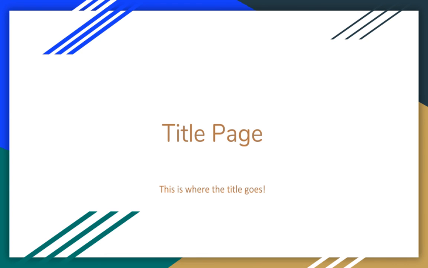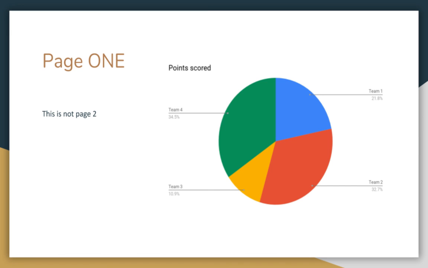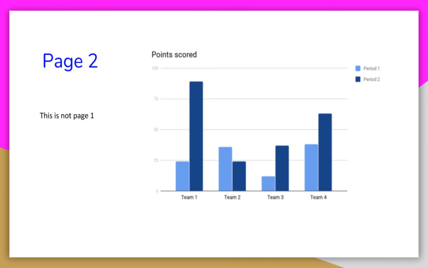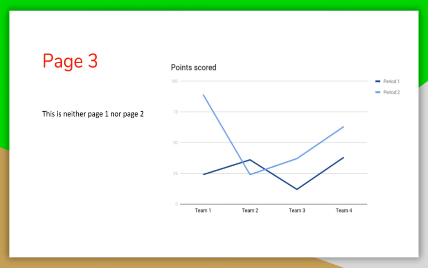and then all you have to do is record your audio where you talk about your title page, and then you talk about your page 1, where it's not page 2 because it says this is not page 2, but you have points scored here and blah, blah, blah. And then when you're ready, you can move on to page 2, which is not page 1 because we were just on page 1. And we have a nice different graph here with the bar graphs. And then we have page 3, which is neither page 1 nor page 2, but we do have a nice line graph here to show you.